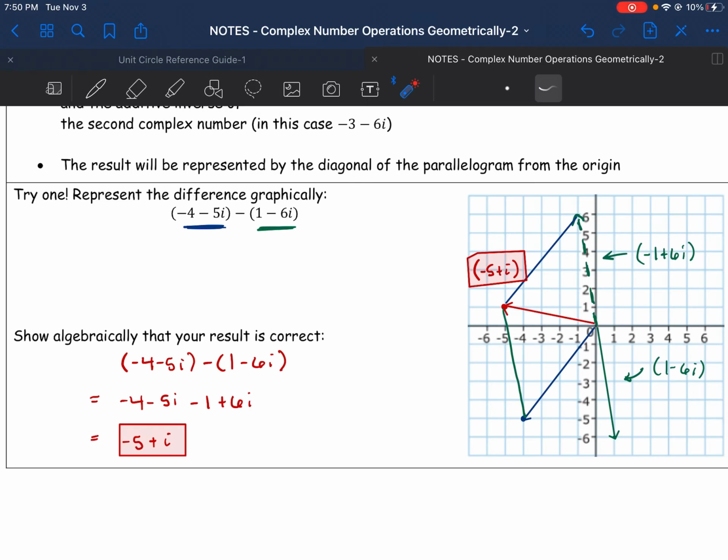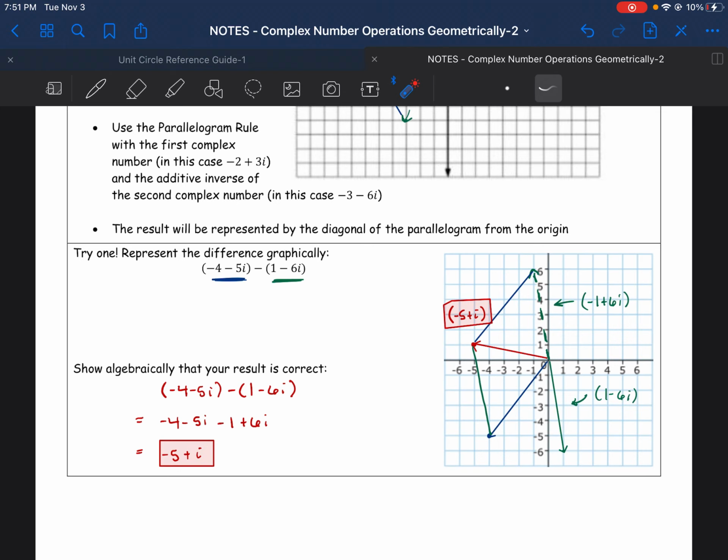We see algebraically negative 4 minus 5i minus (1 minus 6i). The negative ends up getting distributed. So we have negative 4 minus 5i, then minus 1 plus 6i. And we can see negative 4 and negative 1 combine to negative 5. Negative 5i and positive 6i gives us a positive i. So we can see algebraically and geometrically we got the same result.